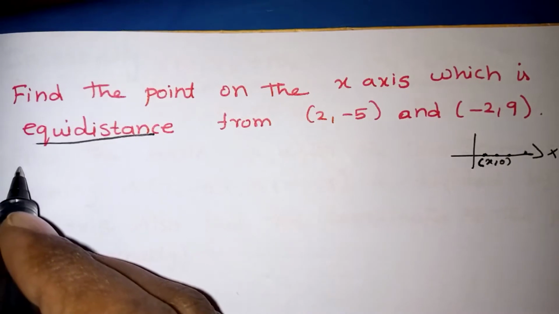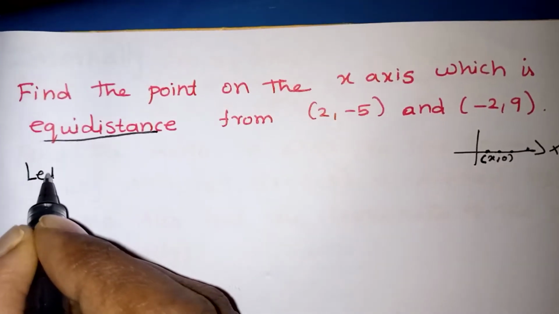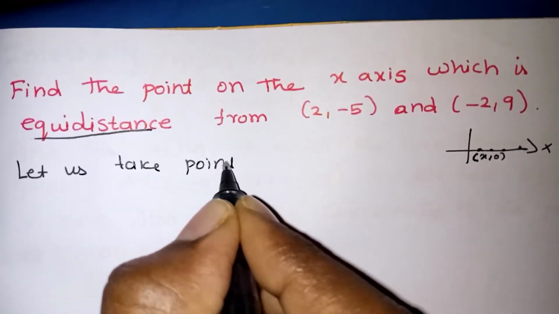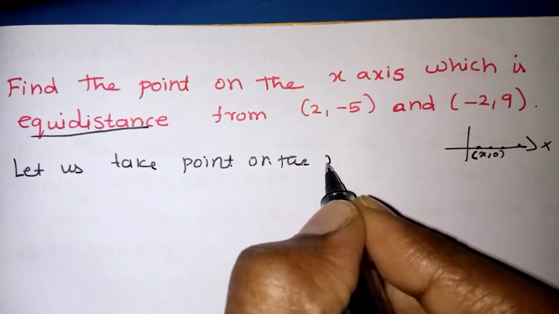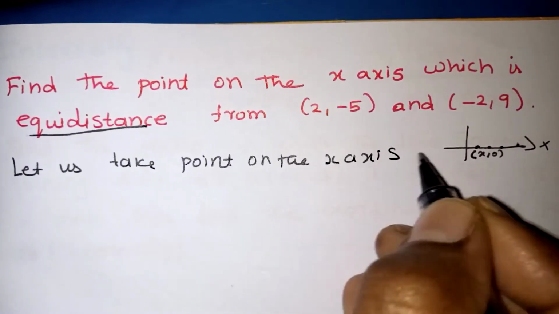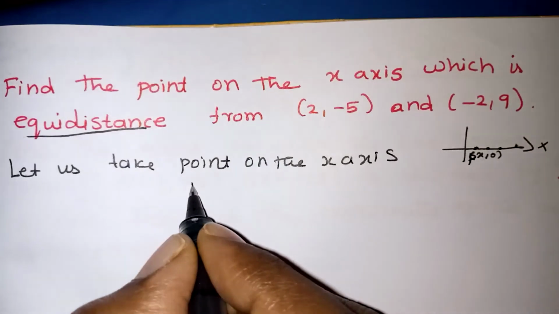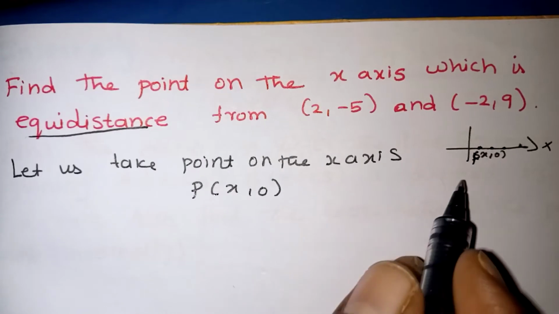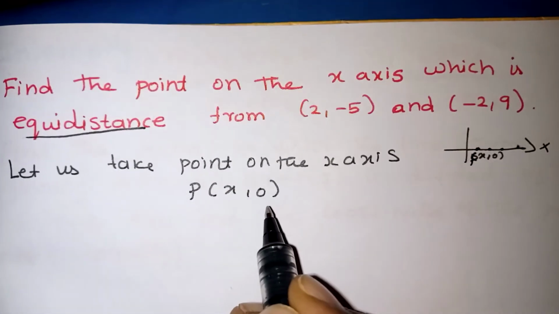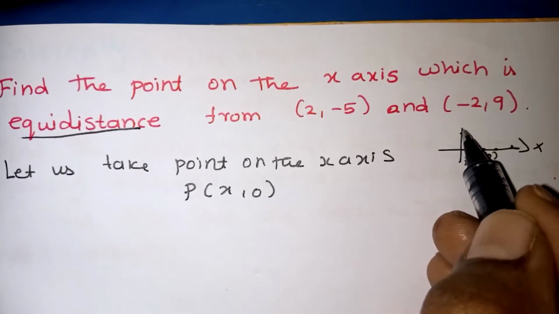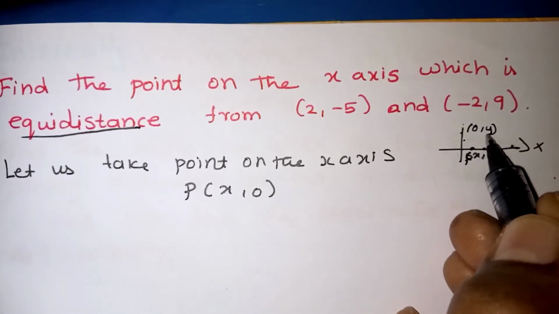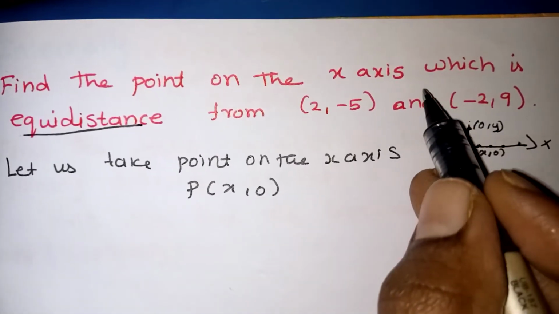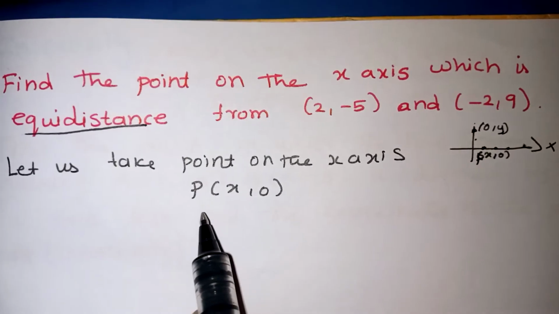So let us assume a point on the x-axis. Let us consider a point on the x-axis and name it P. So P, the point, will be (x, 0), because that number we don't know, but some point which is on the x-axis will be (x, 0). If in your exam they are asking about the y-axis, you have to take (0, y). For a point on the y-axis, the x-coordinate will be 0 and the y-coordinate will be some number. So here our question is about the x-axis, so we have to take P as (x, 0).